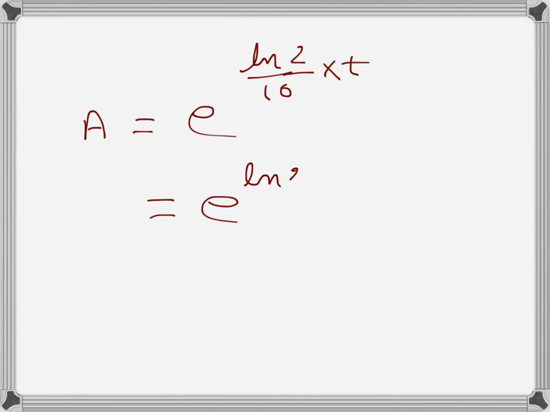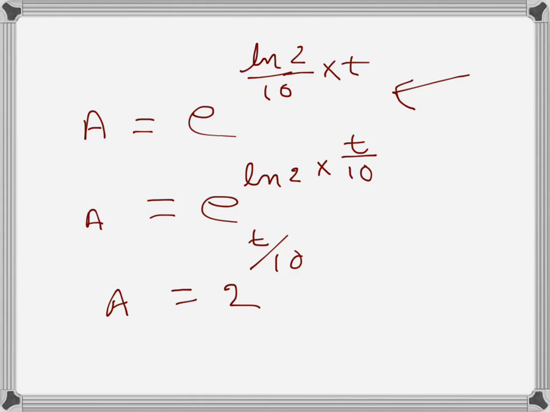Now if we plug in that value here, A equals e to the power ln of 2 over 10 times t. We can write it as e to the power ln of 2 times t over 10. Now e to the power ln of 2 is 2, so A is equal to 2 to the power t over 10. We could have left the answer at the previous step, which would also be correct, but we can write it like this because e to the power ln of 2 becomes 2. So this is our solution.